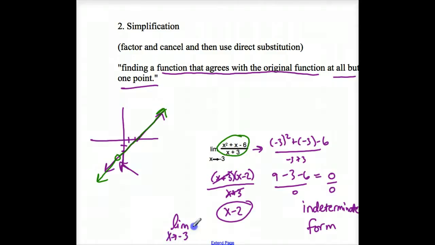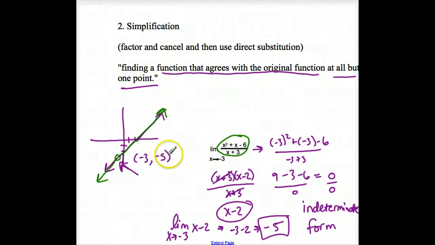So now let's try direct substitution. Plug negative 3 into that function and you get negative 5, which in fact is the y value of that hole. There is a hole on the purple function at negative 3, negative 5. There is a hole on the green function at negative 3, negative 5. The purple function actually has that point. So we can say that the limit of this original green function is negative 5.